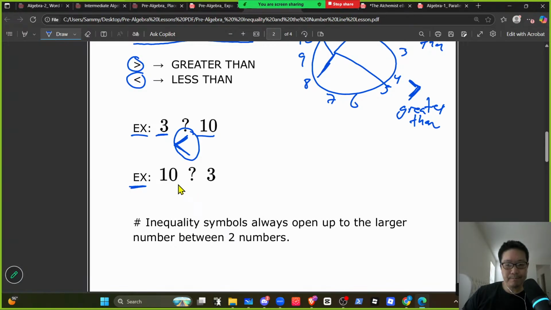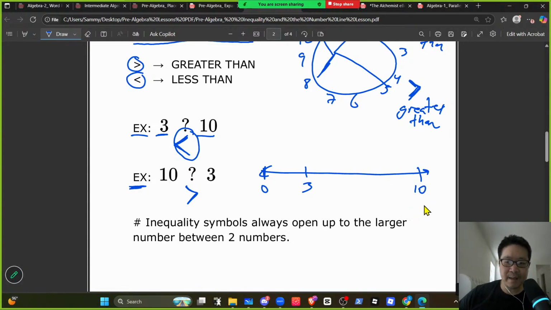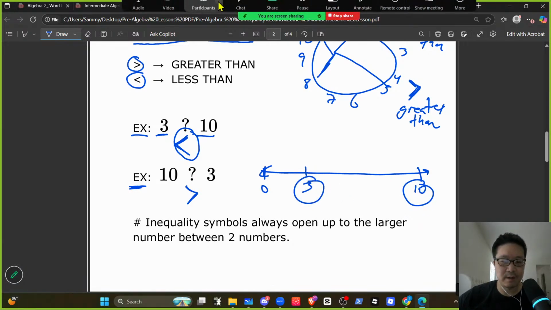Wait, 10 is greater than 3? Yeah, 10 is greater than 3. 10 is larger. Okay. On the number line, we have 0 here. 3 would be right here, and 10 would be somewhere over here. So 10 is larger than 3, is what this is saying.